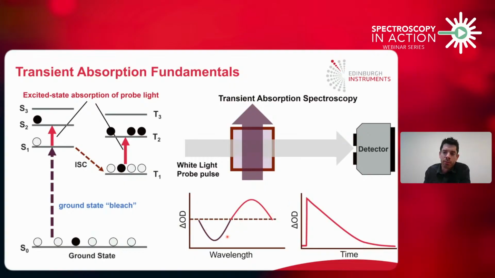There are also negative components in delta OD, which come from the ground state bleach. The pump pulse has depleted the population in the ground state, so its absorbance has decreased, which results in a negative change in the OD. And remember that the delta OD, as we will see in the next slide, is actually the subtraction of the excited state minus the ground state. So just like in photoluminescence, we can also look at delta OD as a function of time to get the relaxation dynamics of the sample.